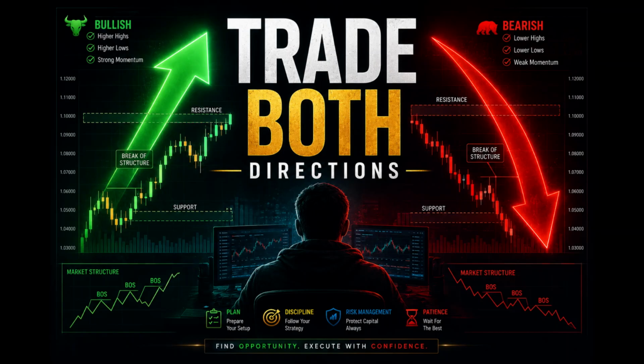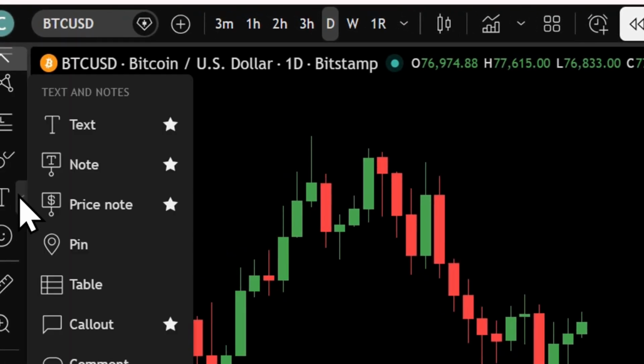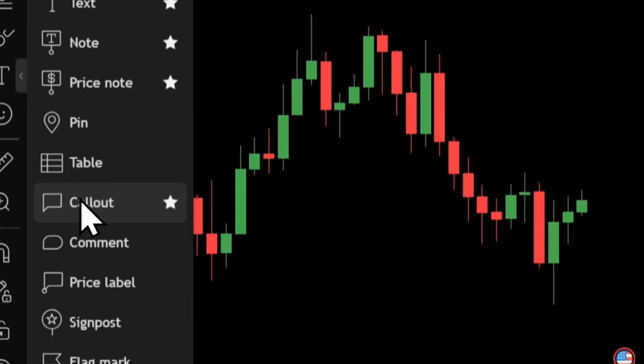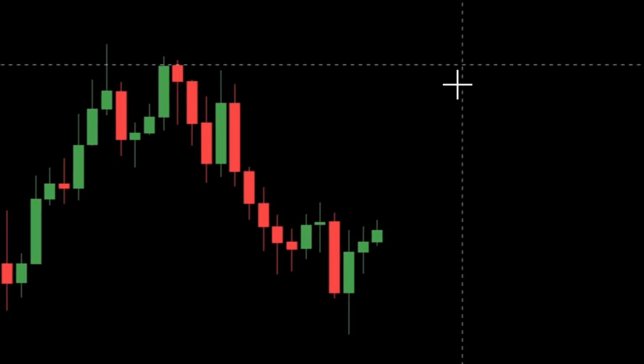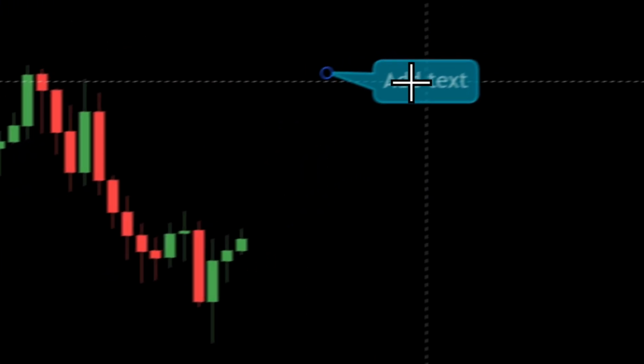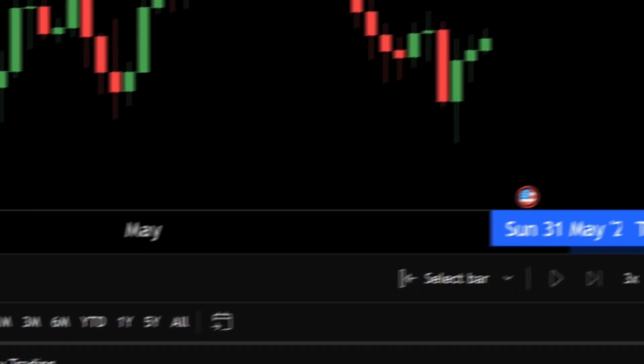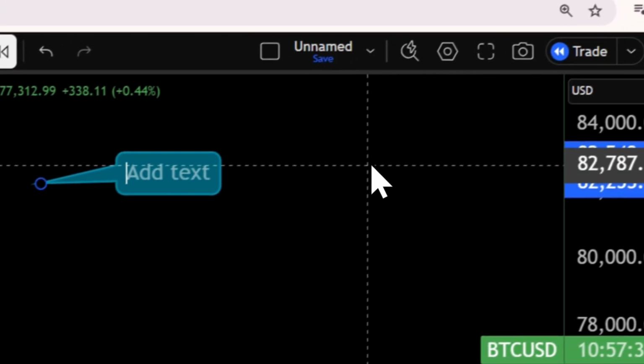Most beginner traders only understand one side of the market. They know how to buy. But they never fully learn how traders profit when markets move lower. And once you understand both long positions and short positions, chart analysis becomes much easier to understand.